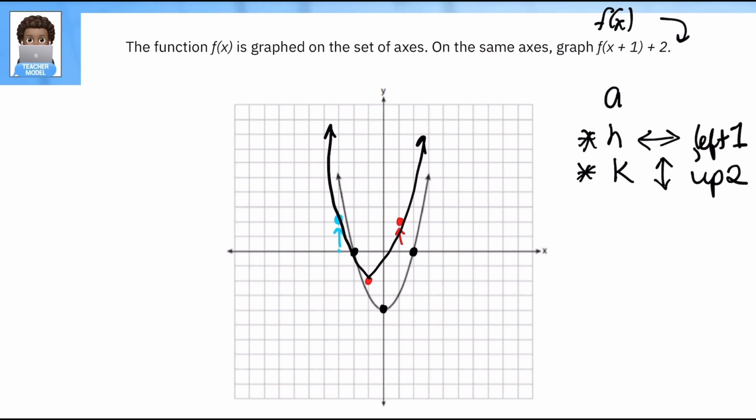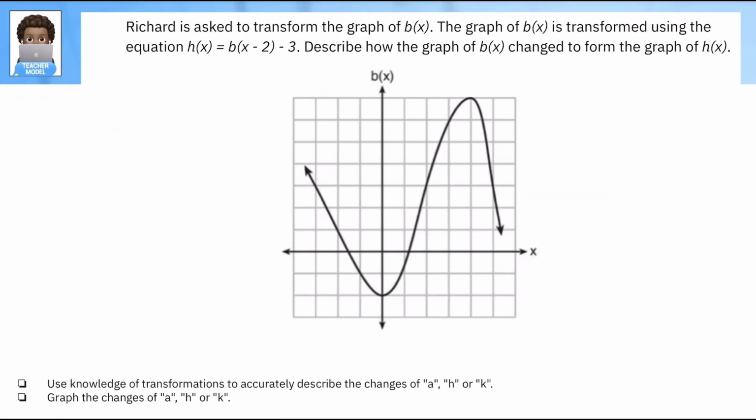So hit pause and jot this down. This is how I'm sketching using what I know about transformations in the equation. All right, I think you can try this one on your own, a sketch. It does not have to be beautifully perfect, especially since this is not an easy shape to graph, but this is what you're going to do.